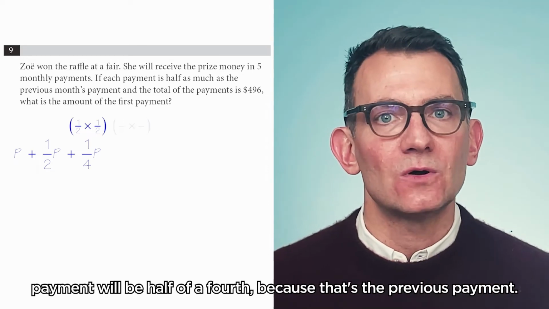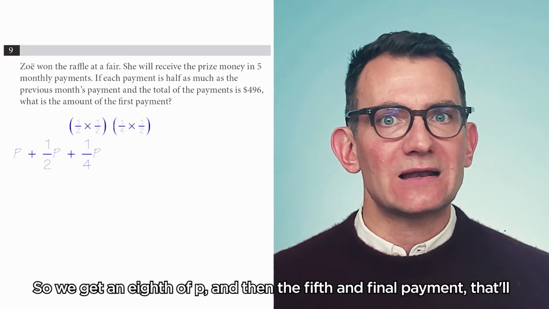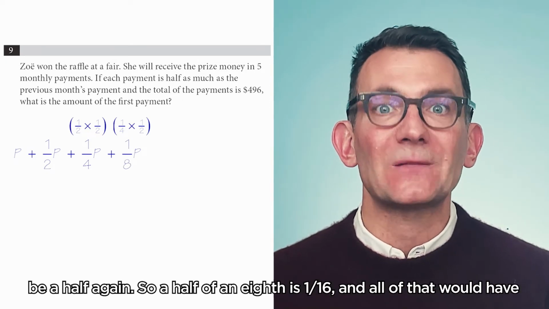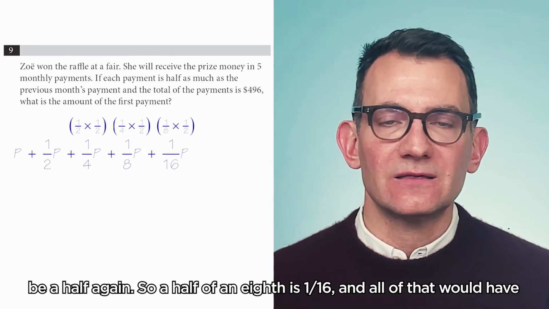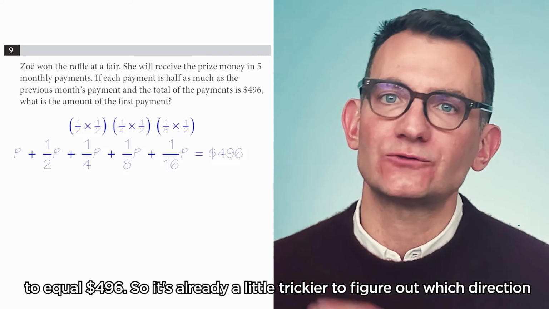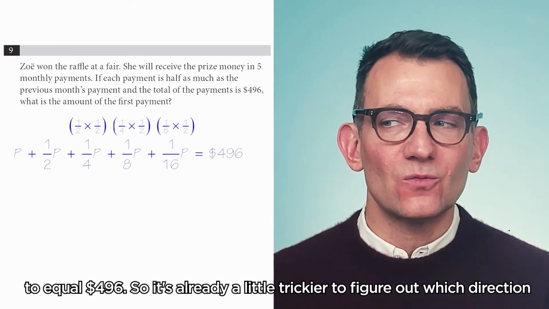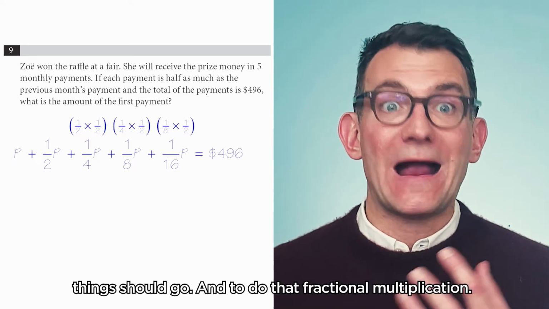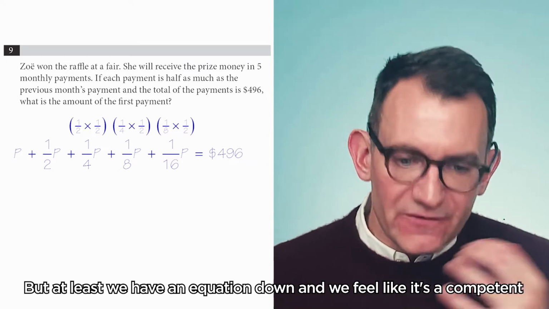The next payment will be half of a fourth because that's the previous payment. So we get an eighth of P. And then the fifth and final payment, that'll be a half again. So a half of an eighth is 1/16. And all of that would have to equal $496. So it's already a little trickier to figure out which direction things should go and to do that fractional multiplication. But at least we have an equation down and we feel like it's a competent equation.